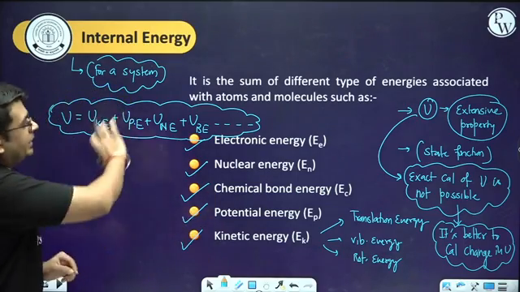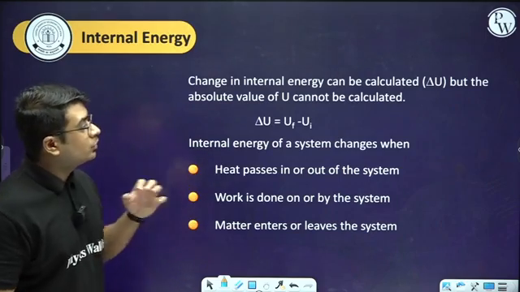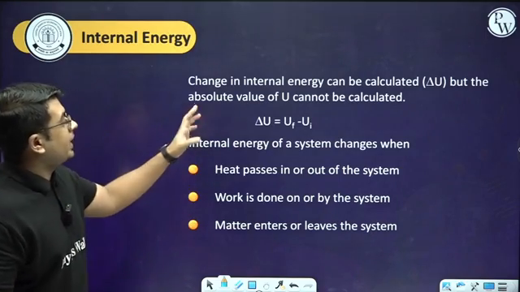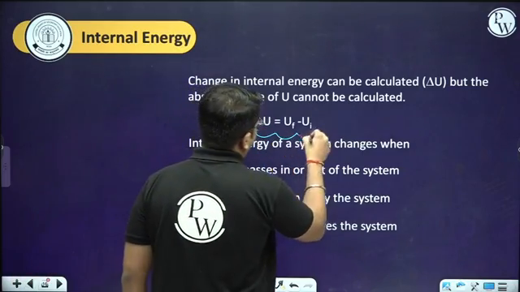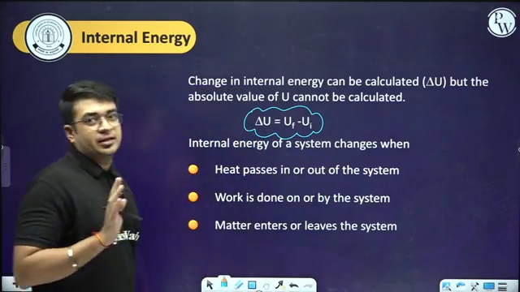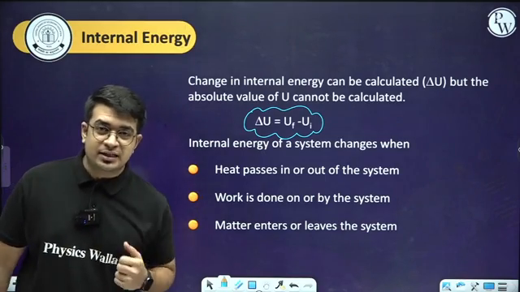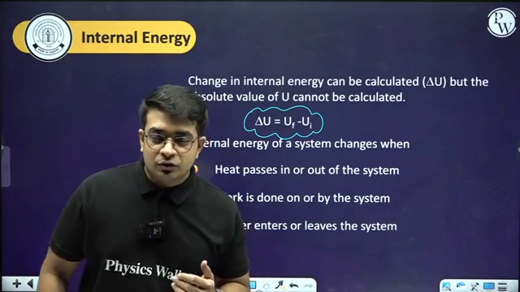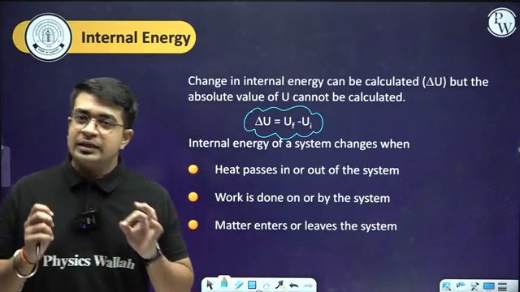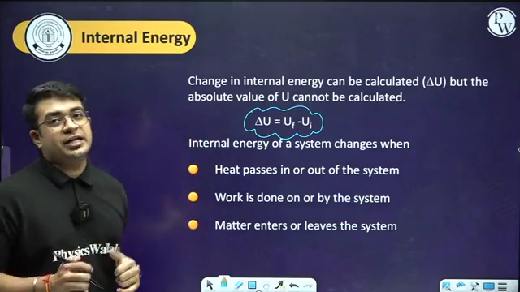So that is the basic idea about internal energy. You can say that the change in internal energy can be calculated, but the absolute value cannot be calculated. So this change will be final state minus initial state internal energy. And how you can change this internal energy, that is the most important question. Sir, we are talking about the change. So let's say the initial state is U1, the internal energy of the system is U1 or Ui. Now, how can you change this?